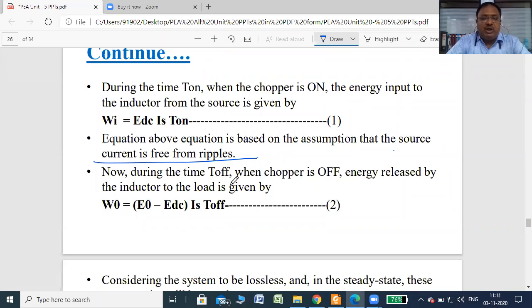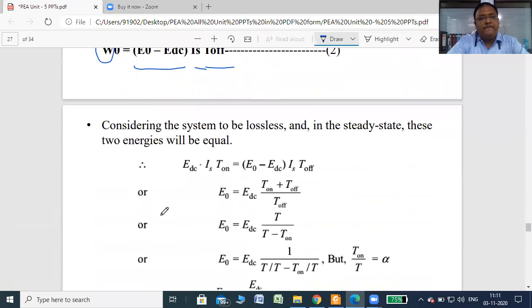Now, during T off, when the chopper is off, the energy released by the inductor is E0 minus EDC into IS into T off. So the total output voltage minus EDC is nothing but the voltage that releases the energy stored by the inductor. Total output voltage is E0. We assume that the battery voltage is 10 volt. So what will be the inductor voltage? That is the output voltage minus 10 volt, into IS into T off. That is the energy released by the inductor.